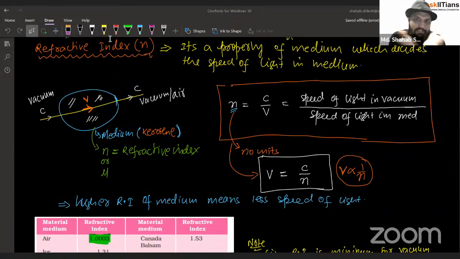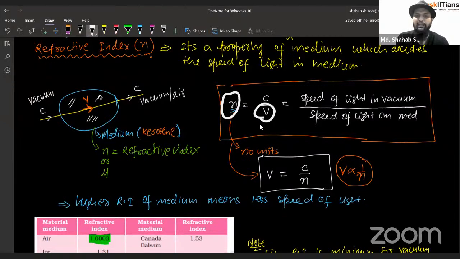Mathematically, how do we measure this property? Refractive index of any medium is equal to C by V. N is equal to C by V, where C is the speed of light in vacuum, 3 into 10 to the power 8 meter per second, and V is the speed of light in the medium for which you are defining the refractive index. For example, if you are finding N of kerosene, you must take V in the kerosene only.